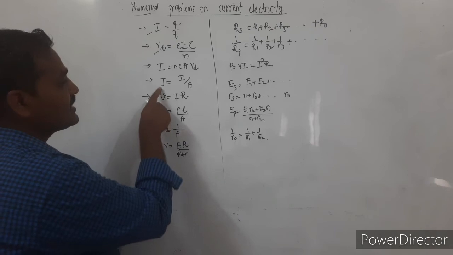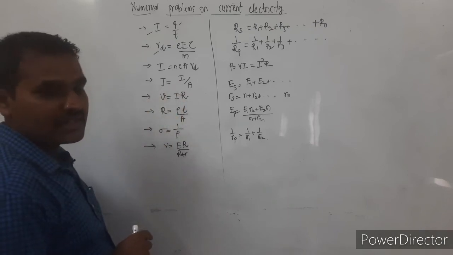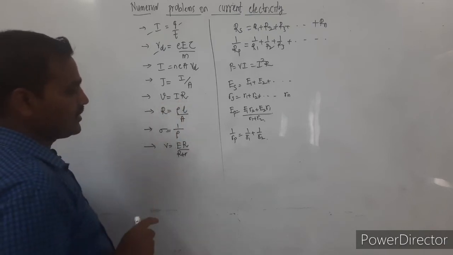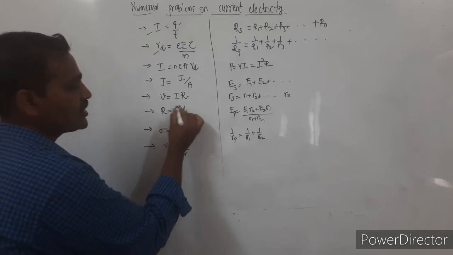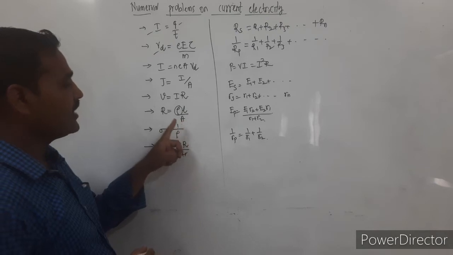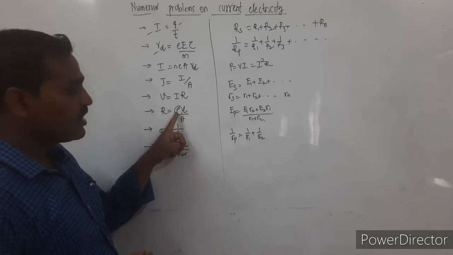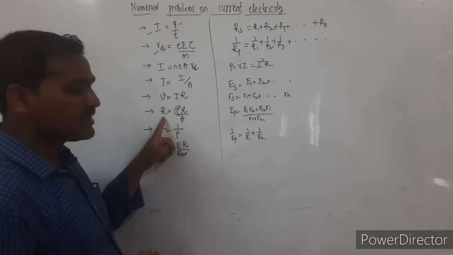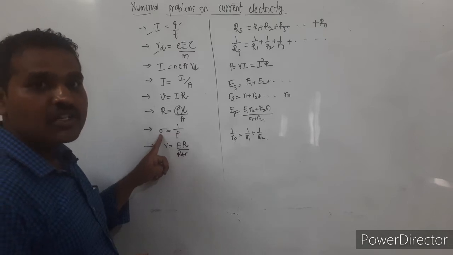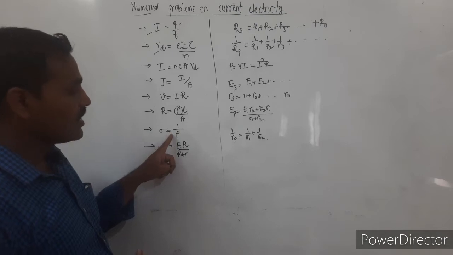Then we have the current density, denoted by capital J, equal to I divided by A. Then by Ohm's law, potential difference is equal to I into R. And the resistivity or specific resistance is given by R is equal to rho L divided by A, where L is the length of the conductor, A is the cross sectional area of the conductor, rho is the specific resistance, and R is the resistance of the material. Then we have conductivity or specific conductance, which is equal to 1 divided by rho, the inverse of resistivity.